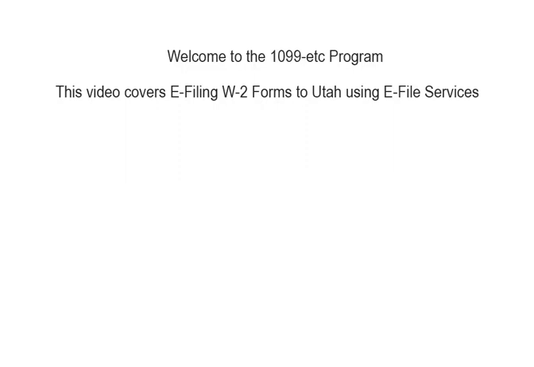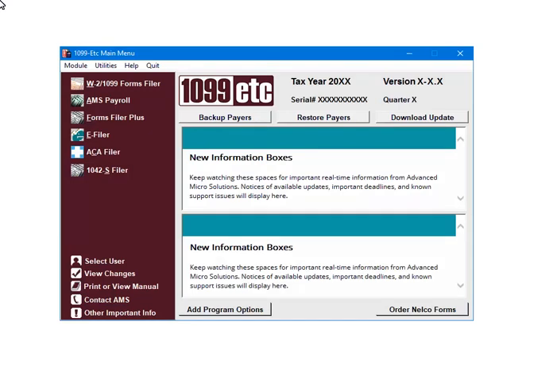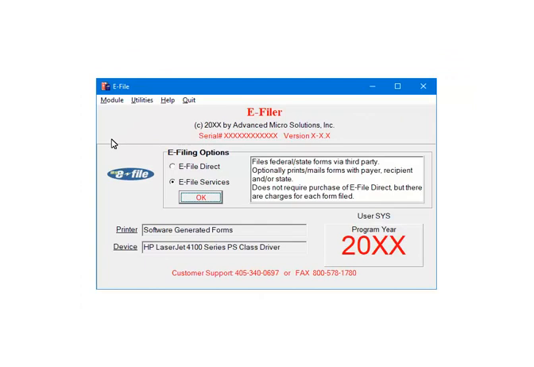This tutorial covers e-filing the W-2 forms to Utah using e-file services. To begin, the payer ABC Payroll has been created, and the W-2 form data has been entered. This is the main menu. To continue, select e-filer. This is the e-filer menu. Select e-file services. Now click OK.